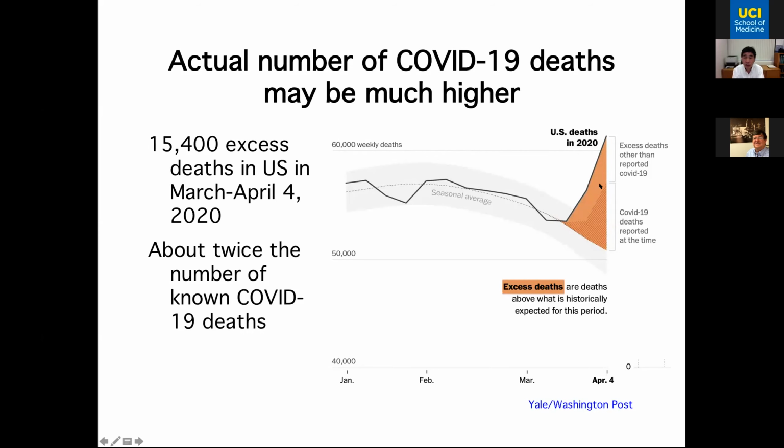But the suggestion there is that they're also due to COVID-19. So you could call these excess deaths. They're basically twice as many deaths as we know from COVID-19. So it may be that the number of deaths from COVID-19 may be twice as many as we know. And this has also been looked at in individual cities and in states, and it holds true.